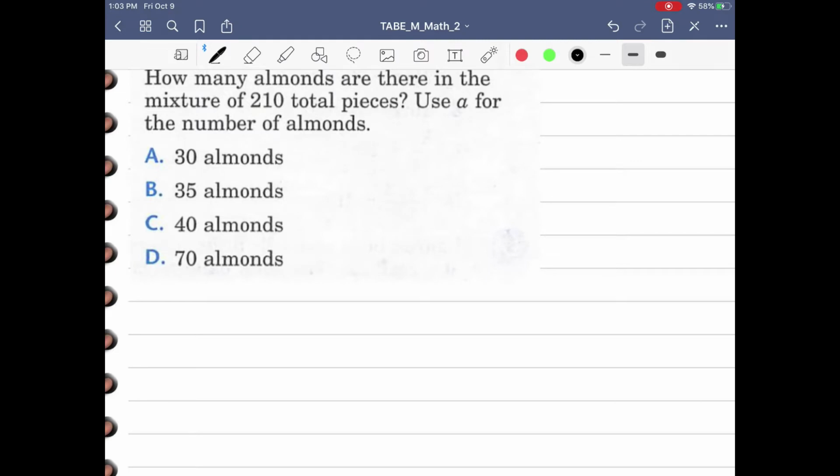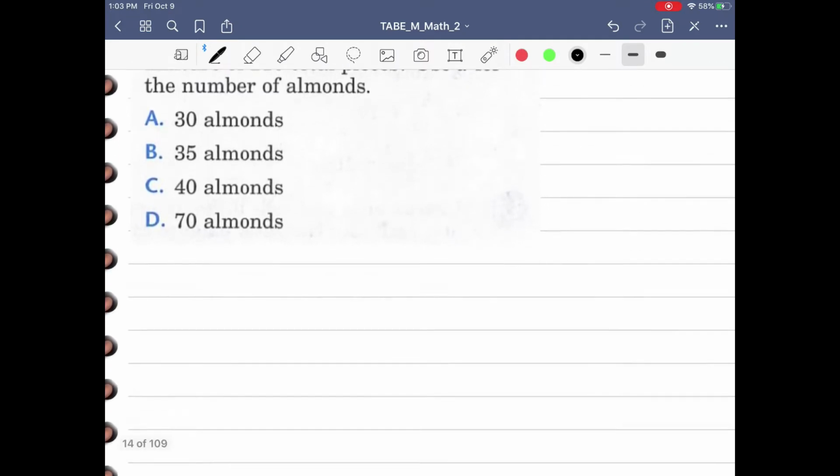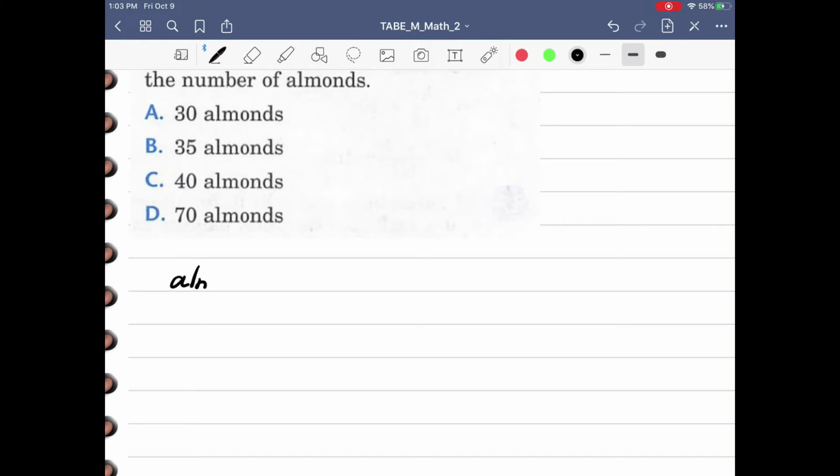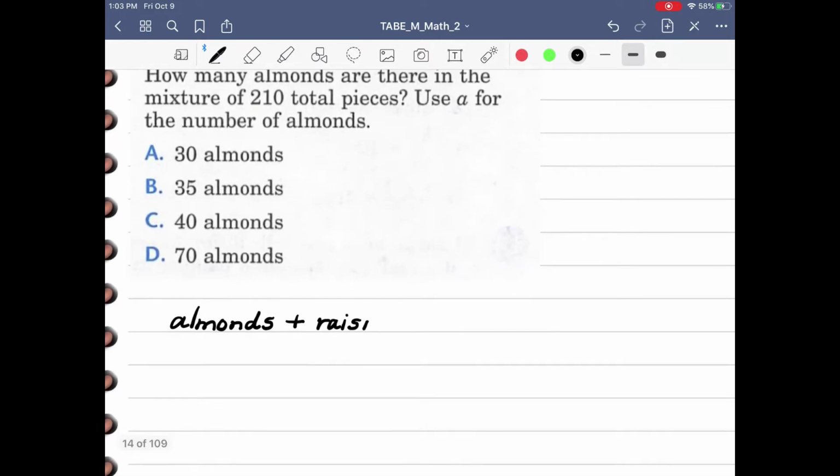Okay, so in my own words, we have almonds, raisins, and pretzels, and she's mixing them. So that is addition. And I can never remember how to spell raisins. I always want to use an A there. Almonds plus raisins plus pretzels, and she has a total of 210 pieces. So at least we know our total. And they say to use A for the number of almonds. So I can do that.